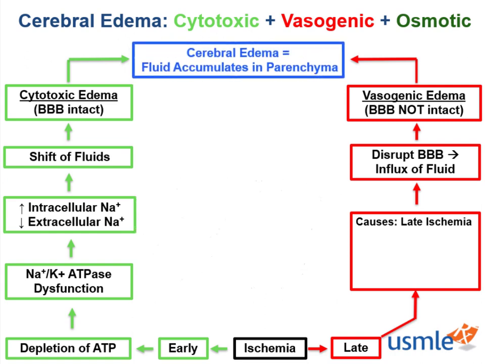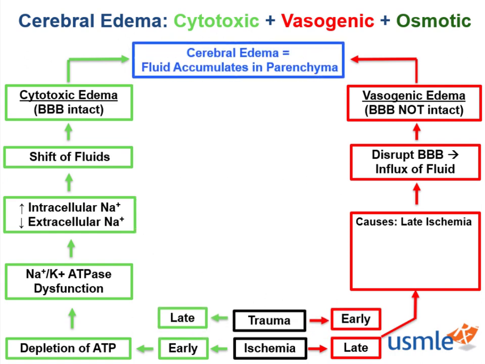A similar comparison between cytotoxic and vasogenic subtypes of cerebral edema can be made in the discussion of trauma. In the early phase of trauma, the sheer physical force of the insult leads to the disruption of the blood-brain barrier, an influx of fluid characterizing another cause of vasogenic edema, leading to cerebral edema. Approximately 45 minutes after the onset of vasogenic edema during a traumatic brain injury, cytotoxic edema begins to occur during the late phase of trauma.